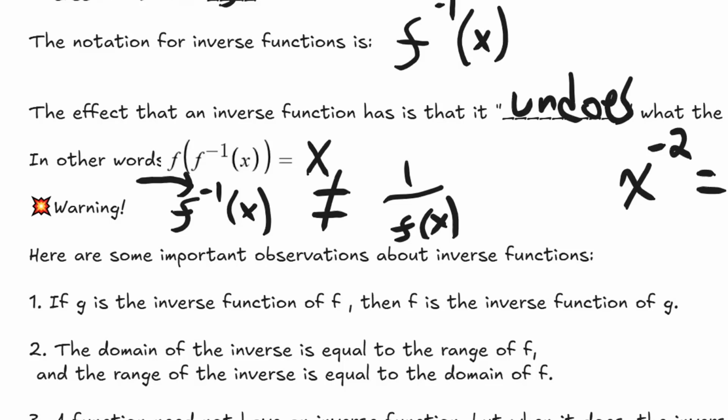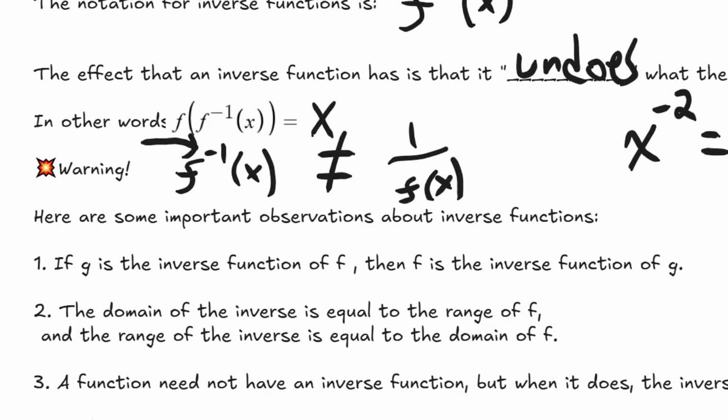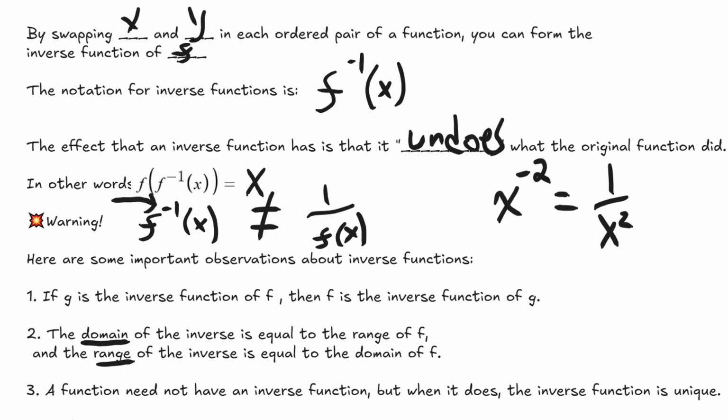Here's some important observations that we need to keep in mind. If g is the inverse of f, then f is the inverse of g. Also, since to create the inverse, you swap x and y, the domain of the inverse is equal to the range of f, and the range of the inverse is equal to the domain of f. In other words, the domain and range flip-flop. Also, a function does not have to have an inverse function, but when it does, it is unique, meaning that there is only one inverse function for a particular function.